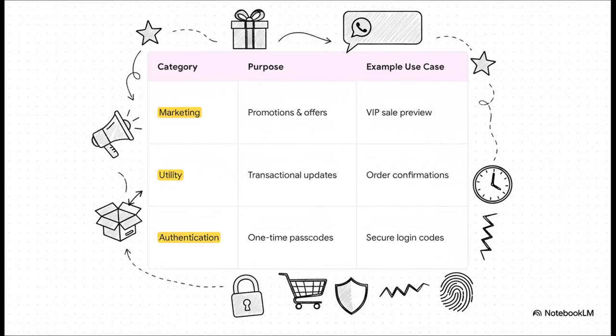Now, what's really smart is how they're organized. They fall into three main buckets. You've got your marketing templates, which are for all your promos and announcements. Then there are utility templates, which handle all the transactional stuff, like an order confirmation. And finally, authentication templates, which are all about security, for sending things like one-time passcodes. Each one has a really clear job to do.